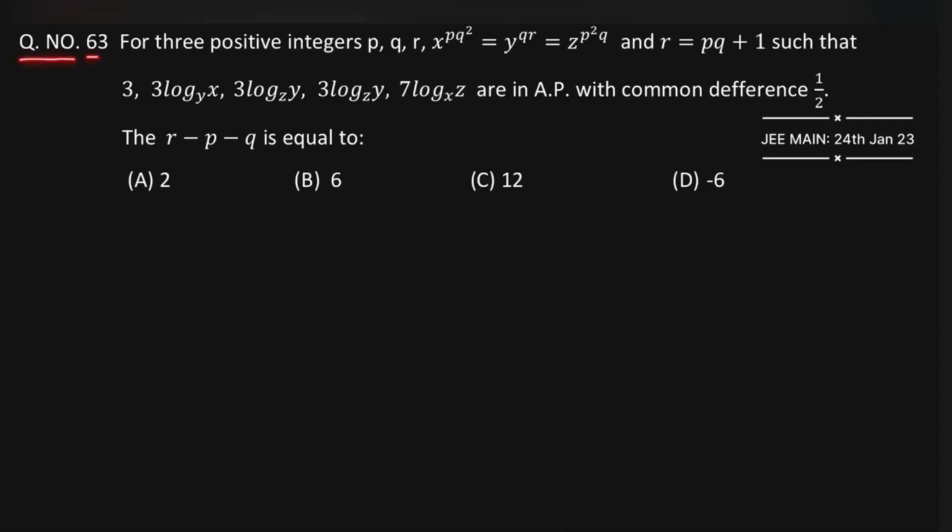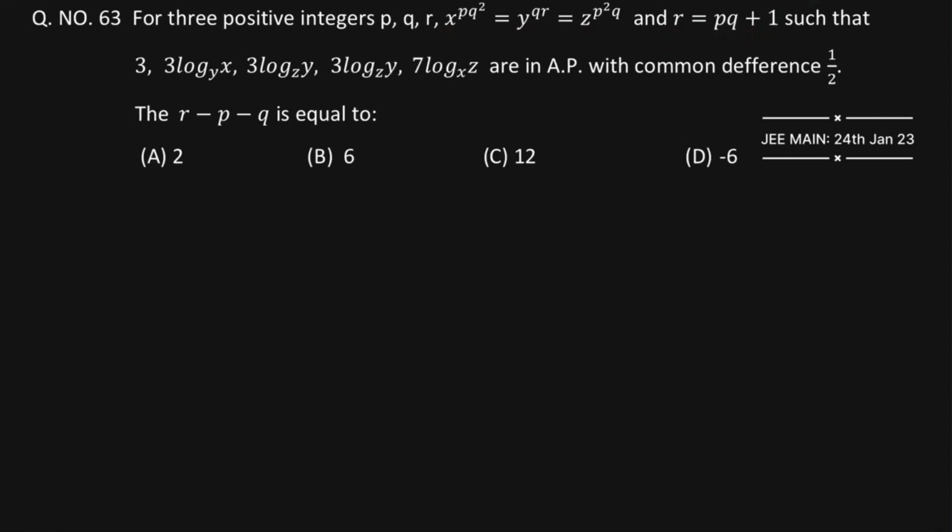Question number 63. For three positive integers p, q, r, we have x to power pq square, which is equal to y to power qr, which is equal to z to power p square q, and r is equal to pq plus 1, such that the given sequence are in AP with common difference 1 by 2. Then we have to find the value of r minus p minus q. Let's see the solution of this question.